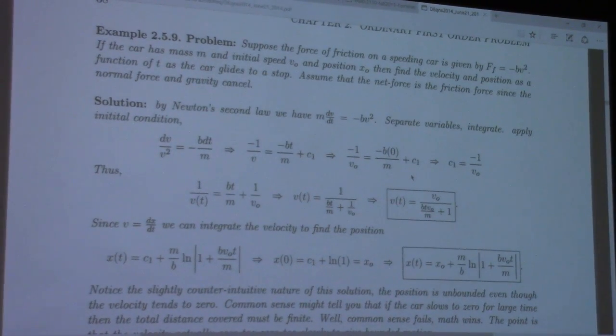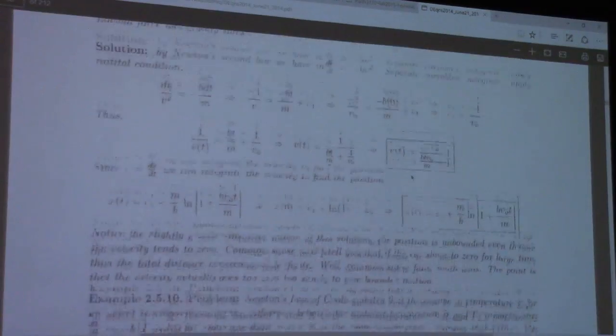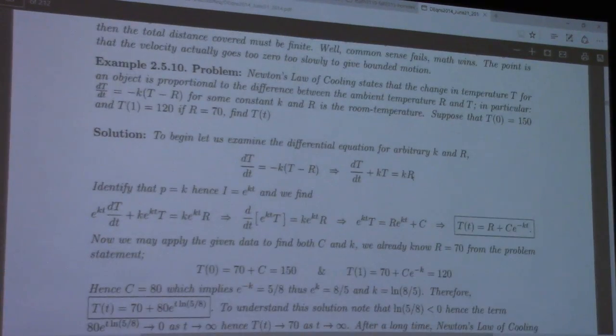Oh, Luke, question? Oh, okay. So here's an example. Here's Newton's law of cooling.